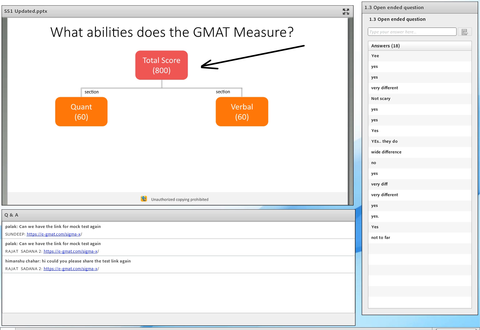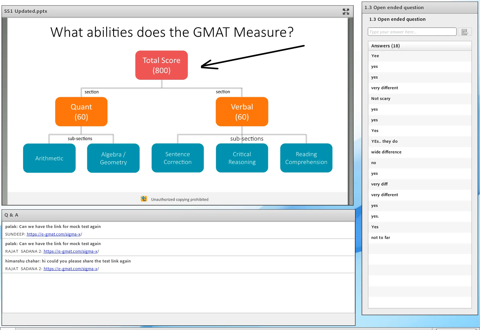When you think about that score out of 800, you have a quant score, you have a verbal score. Each of these scores is out of 60 or out of 100. So you get a score out of 60, you also get a percentile score in quant as well as verbal. Now, when you look at quant, you have an arithmetic score and you have an algebra geometry score. When you look at verbal, you have scores in SC, CR, and RC.